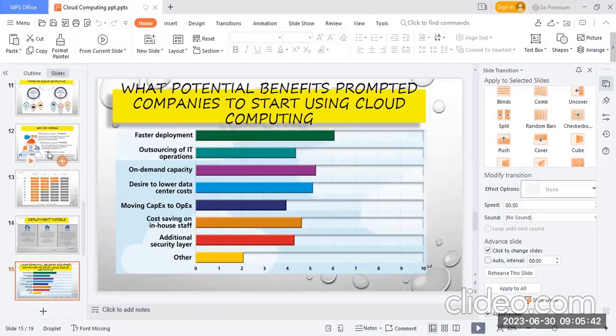Desire to lower data center costs. Whichever data centers are there, we can access them from the cloud providers. So there is no need to spend money on that at our side. The cloud will take care of all the things.